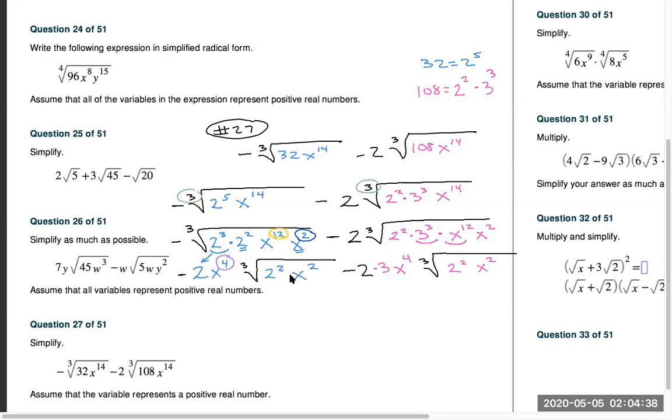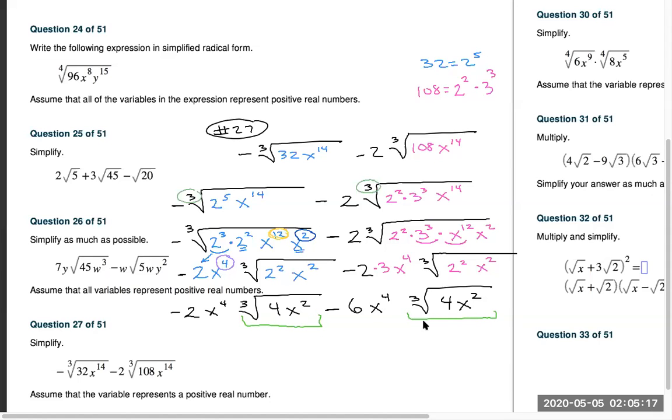So then over here, for our first radical, that's negative 2 x to the 4th cube root 4x squared. Second radical, negative 6 from multiplying the front, x to the 4th cube root 4x squared. Note when we do that, we have like radicals.